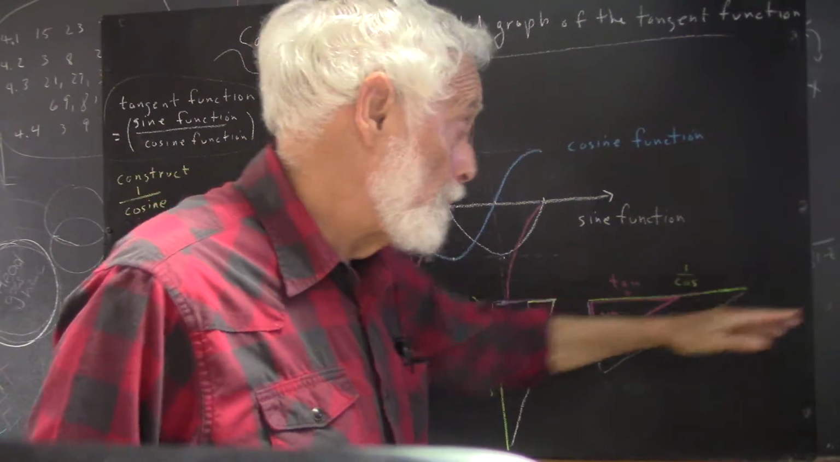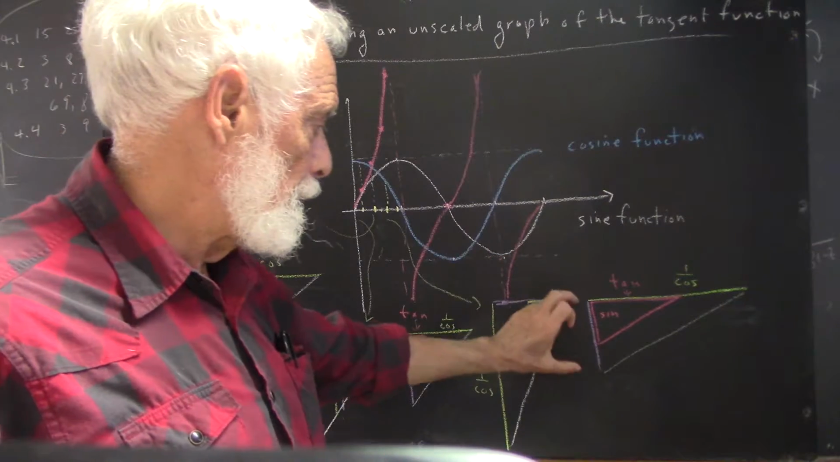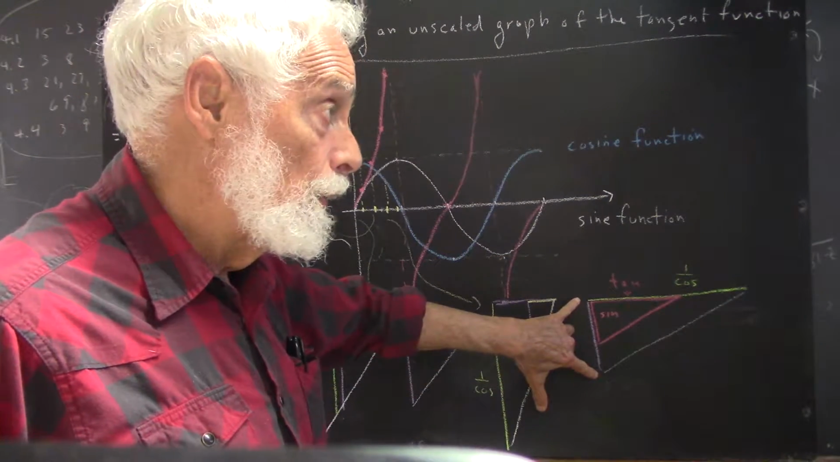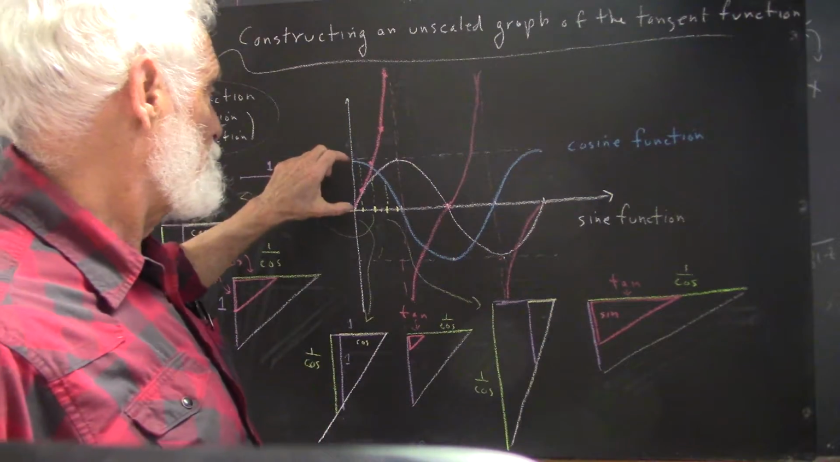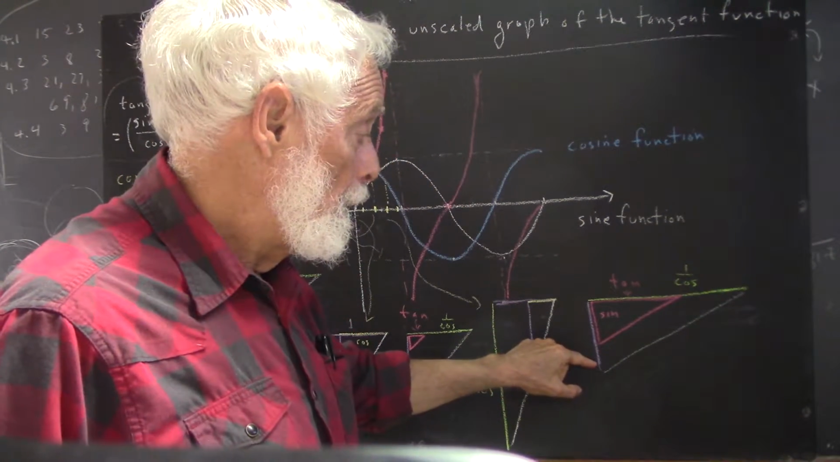The hypotenuse is going to get very shallow. The sine doesn't get huge. The sine can't be bigger than this. The biggest sine we're going to get is here.